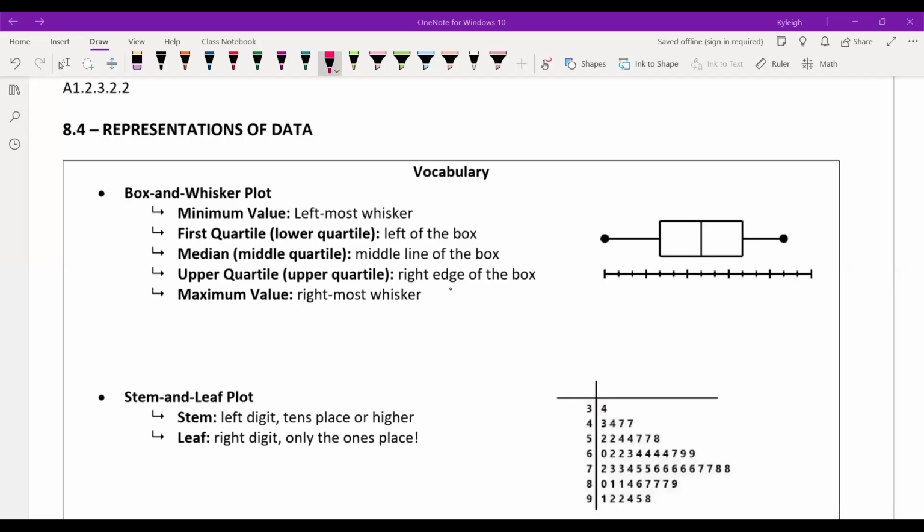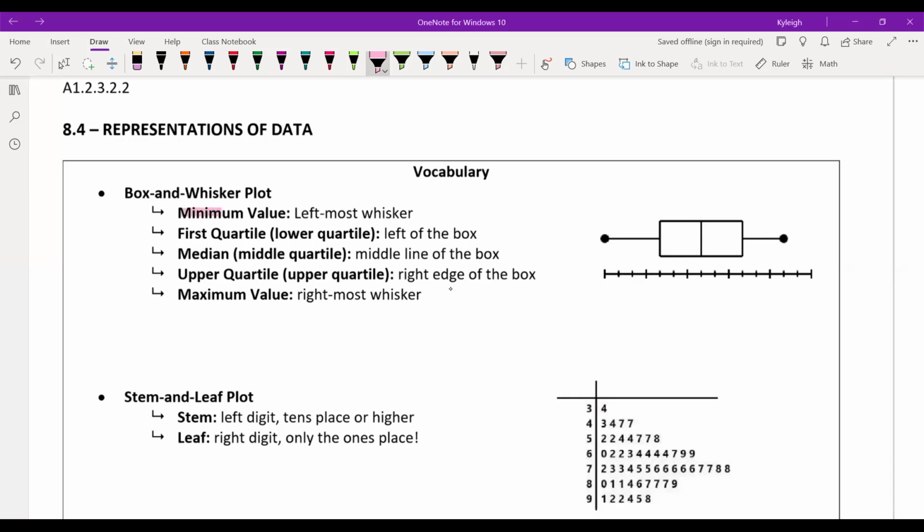All right, so let's talk about some graphs that we probably haven't seen since like sixth grade. Maybe some of you saw them in seventh grade, if you took regular seventh grade math. So this first thing is a box and whisker plot.